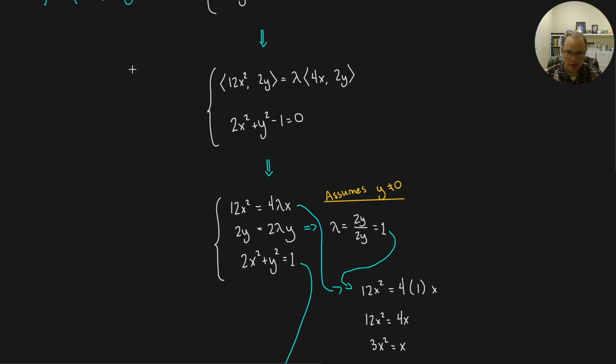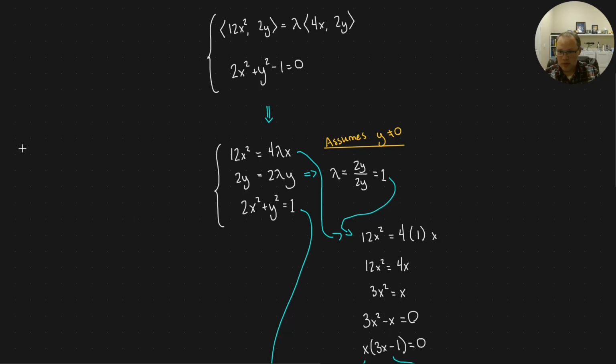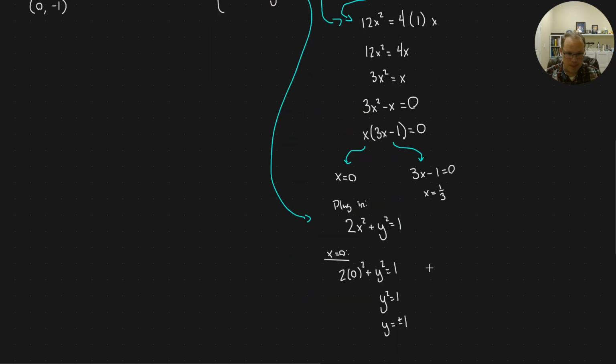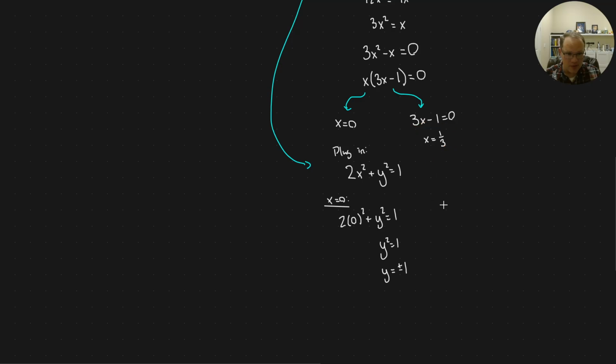So let's keep track. Let's look at our possibles. So x equals 0, y equals 1, x equals 0, y equals -1. Okay? Now what if we plug in this other value? What if I plug in x equals 1/3 into this equation? If I plug in x equals 1/3, then that'd be 2 times 1/3 squared plus y squared equals 1.